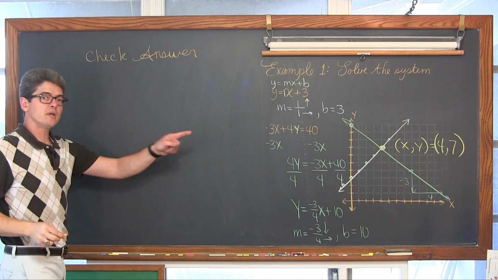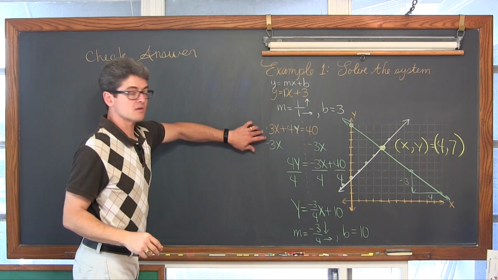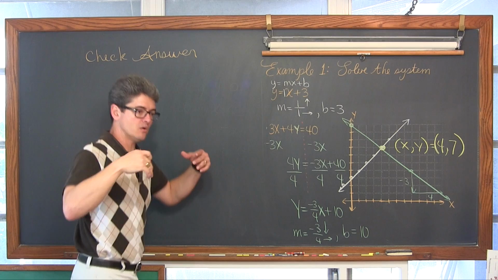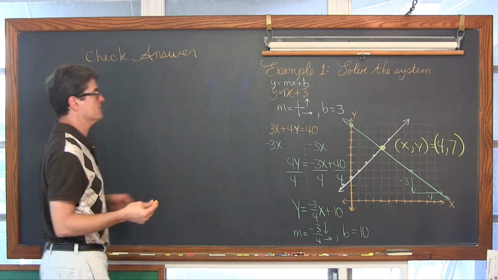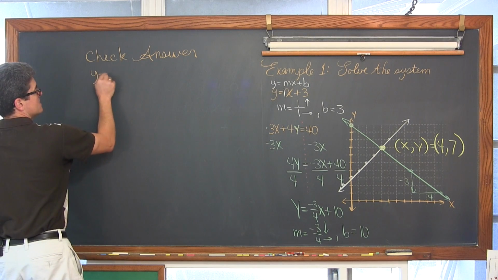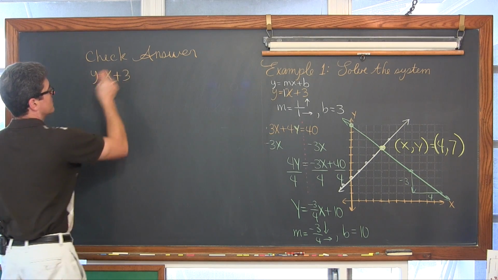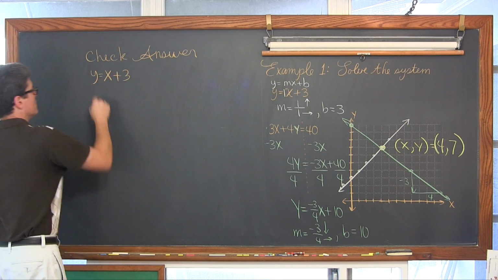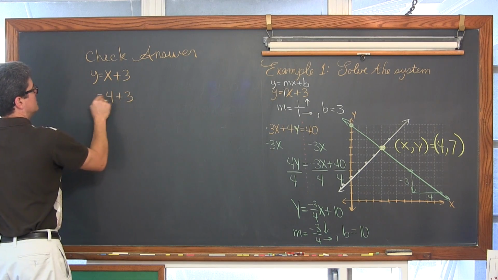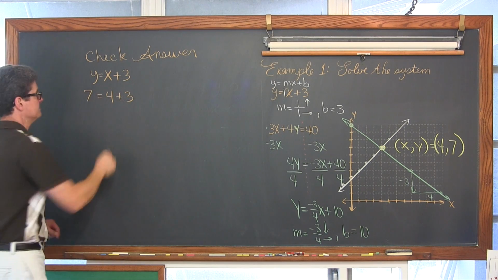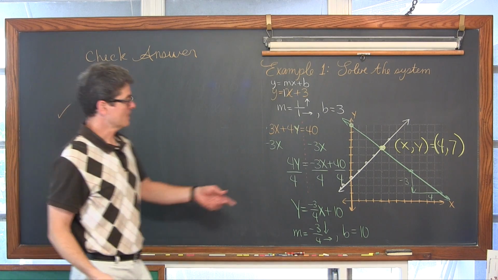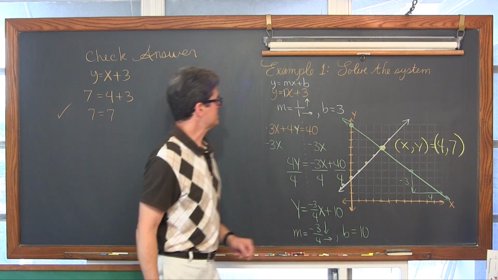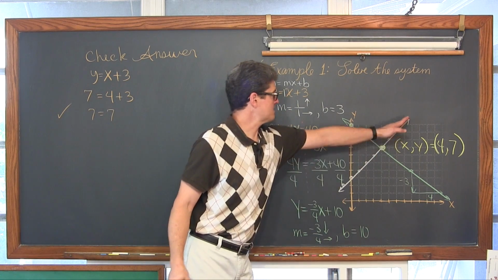You need to plug that point, 4, 7, into both of these equations. A solution is values that you plug into the equation that make the two sides equal, that make the statement true. So we have y is equal to x plus 3, our x is 4, our y was 7, and indeed 7 does equal 7. Well, now I made sure that that point is on this line.